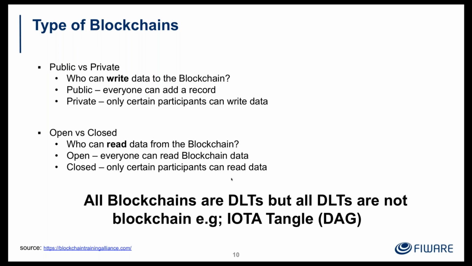Now here, there's also a term which may confuse everyone. It's called DLT, and blockchain. Yes, DLT stands for Distributed Ledger Technologies, and all blockchains are DLTs, but all DLTs are not blockchains. For example, you might have heard about IOTA Tangle, which follows the concept of a directed acyclic graph. It's a DLT, but it's not a blockchain.